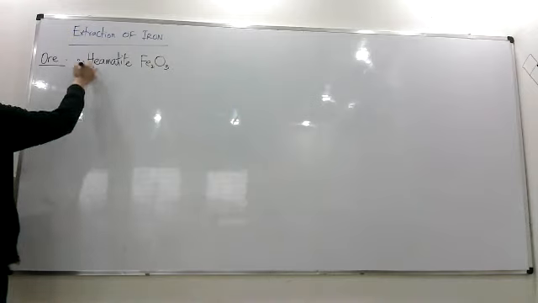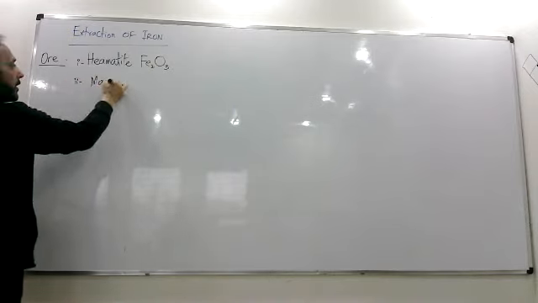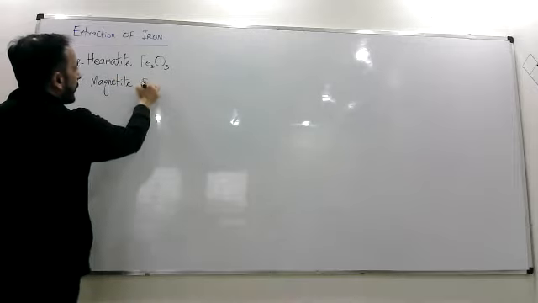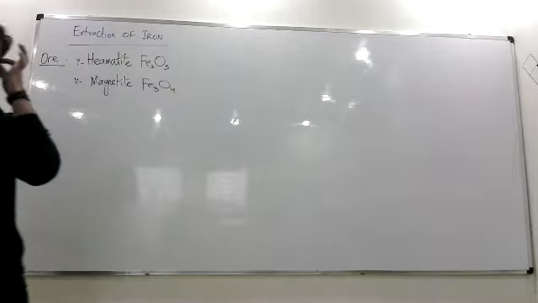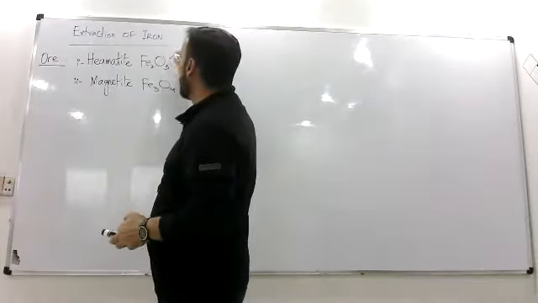So I'll put it as number 1. And at number 2, we have magnetite. And magnetite is like Fe3O4. And just remember, you people would always write hematite as an ore of iron.